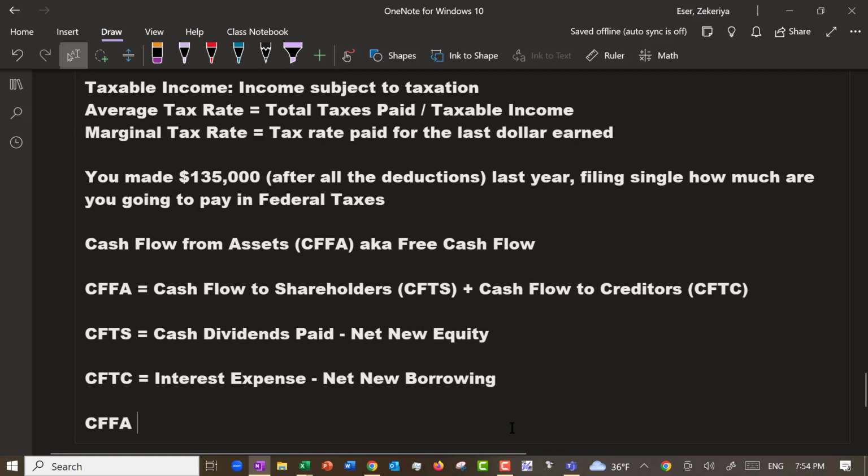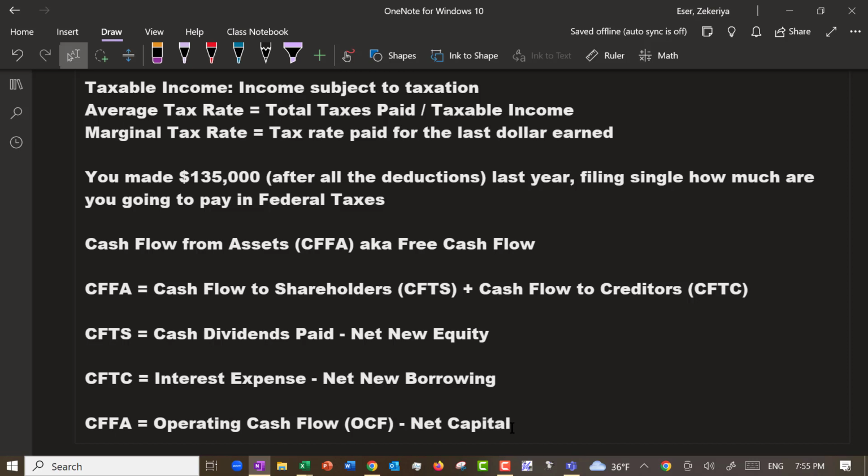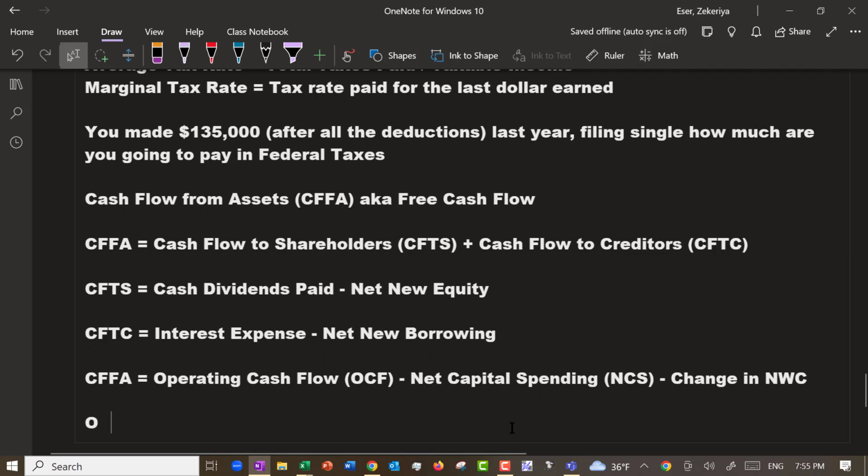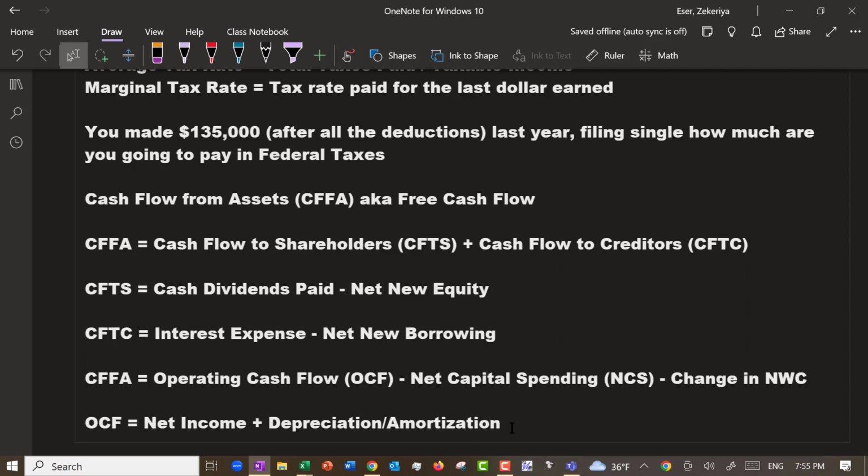And cash flow from assets is also equal to operating cash flow, OCF, minus net capital spending, NCS, minus change in net working capital. And operating cash flow is simple. Net income plus depreciation slash amortization plus net interest expense.